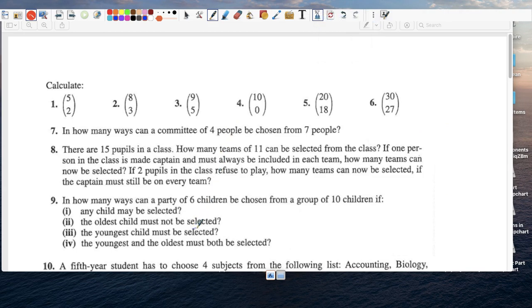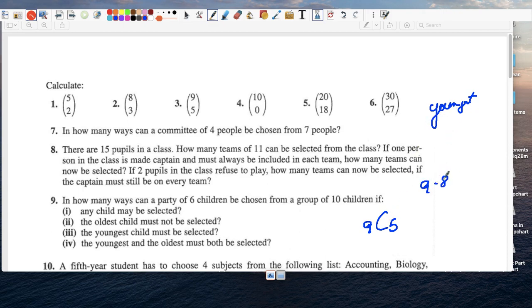The youngest child must be selected. When we're completing the rest of the party, we're going to have 9 children to select from, because the youngest is already chosen. So we have, instead of 10, we have 9. Instead of 6 children to be selected, we have 5, because the youngest already took a spot.